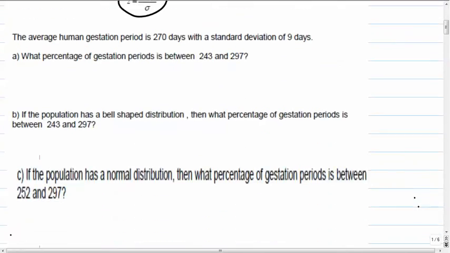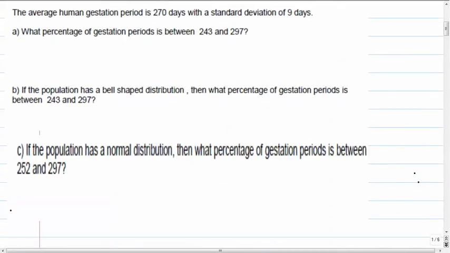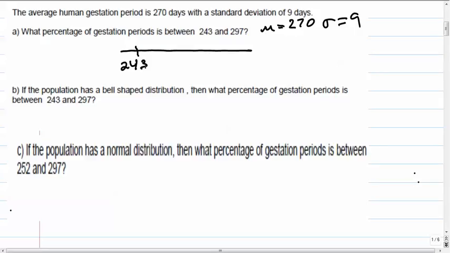So let's get started. In our first example here, the average human gestation period is 270 days. The standard deviation is 9. So we know that the mean, mu, is equal to 270. The standard deviation is equal to 9. We want to know what percentage of gestation periods is between 243 and 297. So if you think about it, we're looking at an interval, 243, 297. Somewhere in the middle is the mean, 270.